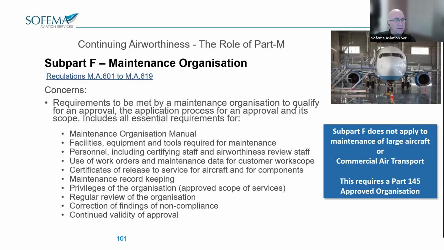are a number of things that need to be developed and complied with: a maintenance organisation manual, facilities, equipment and tools, personnel including licensed engineers to certify the aircraft and also airworthiness review specialist staff, use of data to control maintenance activity, work orders and maintenance manuals, the process for certificates of release to service and components and aircraft, maintenance record keeping requirements, the privileges of the organisation which relate to its approved scope of services, regular review of the organisation, and correction of findings of non-compliance. So it's the QA or quality functions, or compliance functions as we call them now.